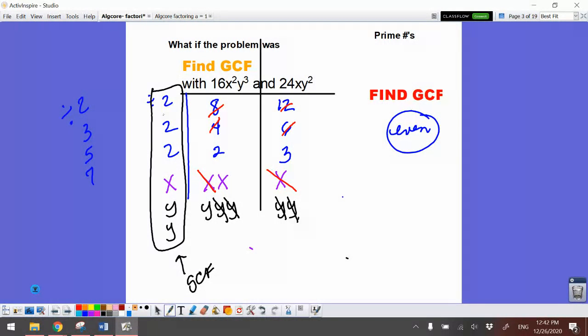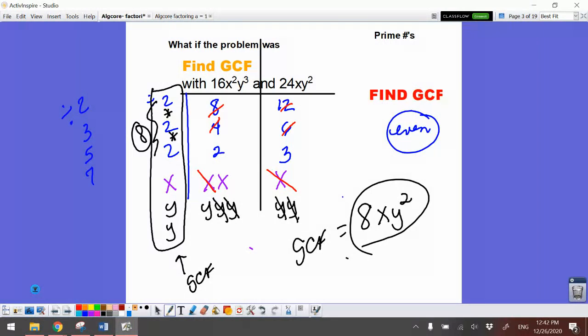And to be able to come up with what that answer is, I need to multiply. So 2 times 2 is 4, times 2 is 8, which we know is the number they had in common. And I have 1 x and 2 y's. So the GCF is 8xy squared. That is what they had in common: an 8, an x, and a y squared.